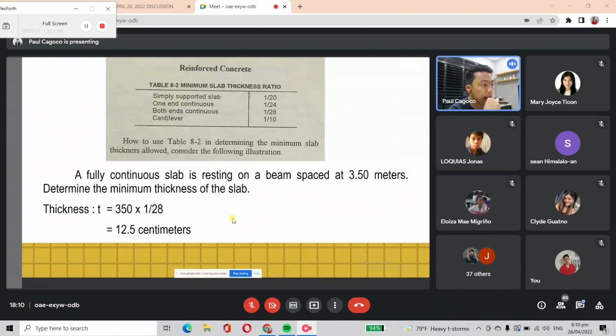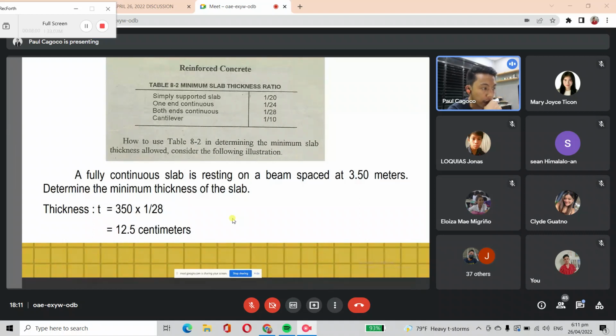So let's proceed. We have here the minimum slab thickness ratio. For a simply supported slab, meaning duha ka supporting beam, ang ratio nimo is 1/20. On one end continuous, sa usa ka end na kay beam, continuous ang imong slab is 1/24. On both ends continuous, 1/28, and cantilever is 1/10. So how to use this table in determining the minimum slab thickness allowed? Considering the following illustration.